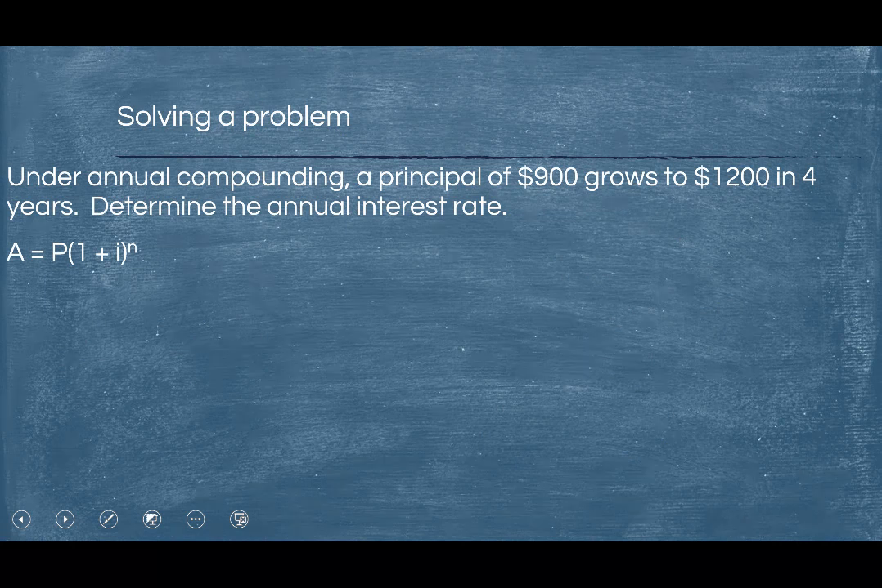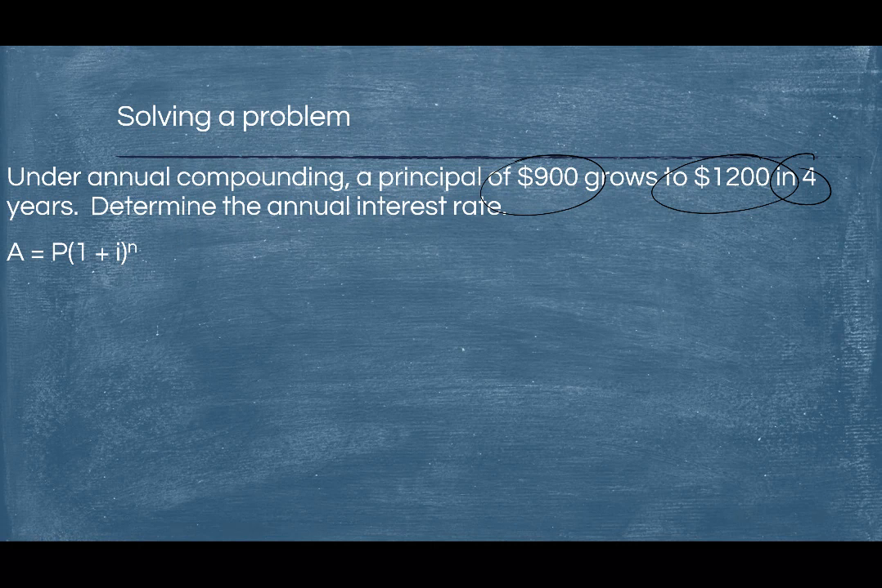Oh, yeah, problem solving. Under annual compounding, the principal of $900 grows to $1,200 in 4 years. Determine what the annual interest rate is. Well, here's the formula. P stands for the principal, that's the money you start with, and A stands for what you end with. So you end with $1,200 and you start with $900. Inside, I've got 1 plus the interest rate. That's what we want to find in this problem. And it's happening over 4 years.